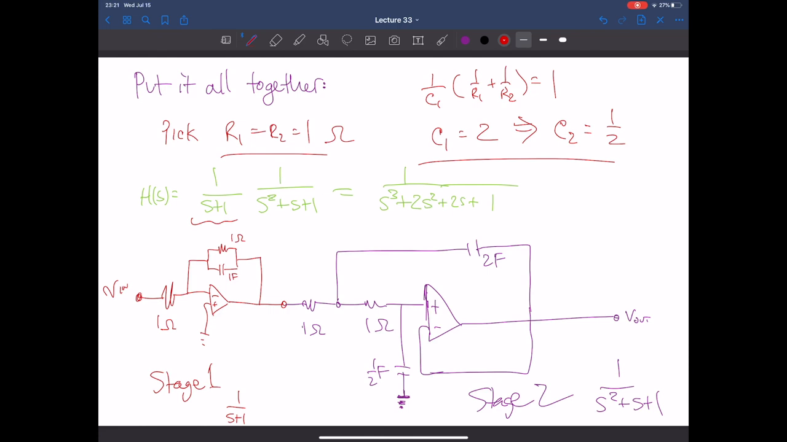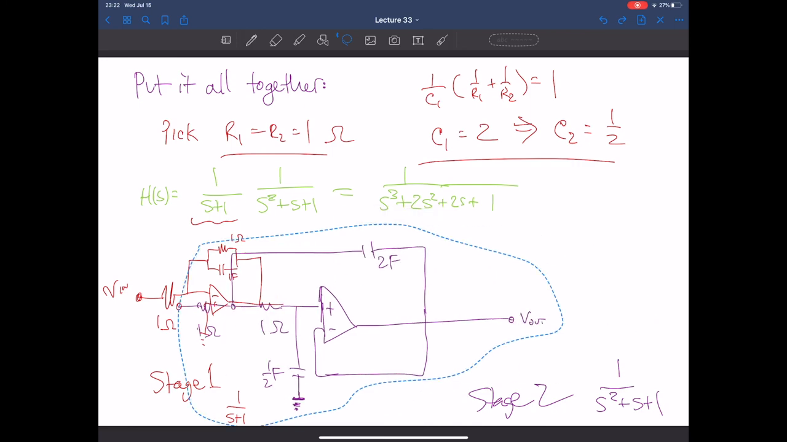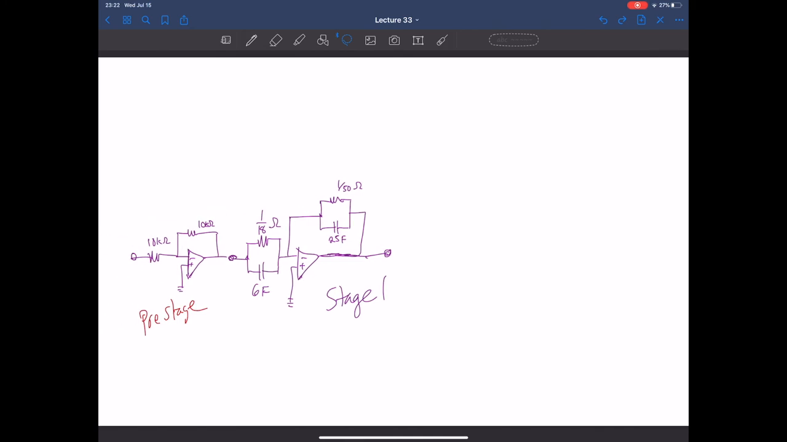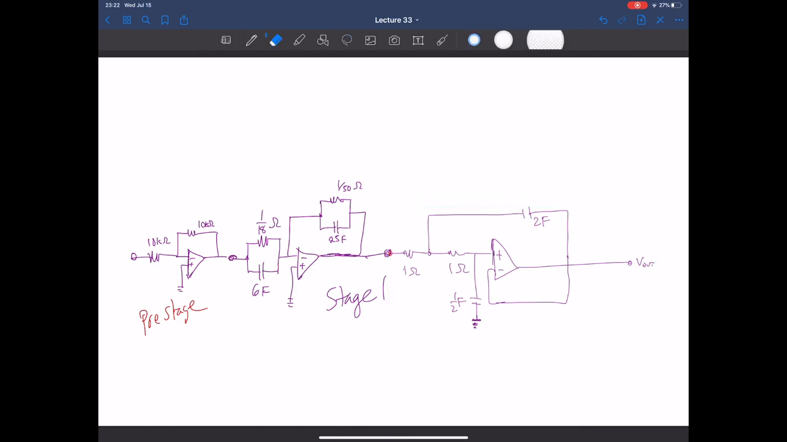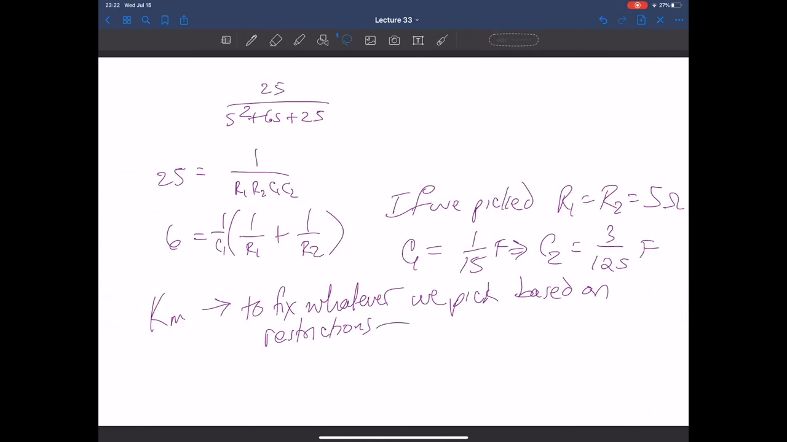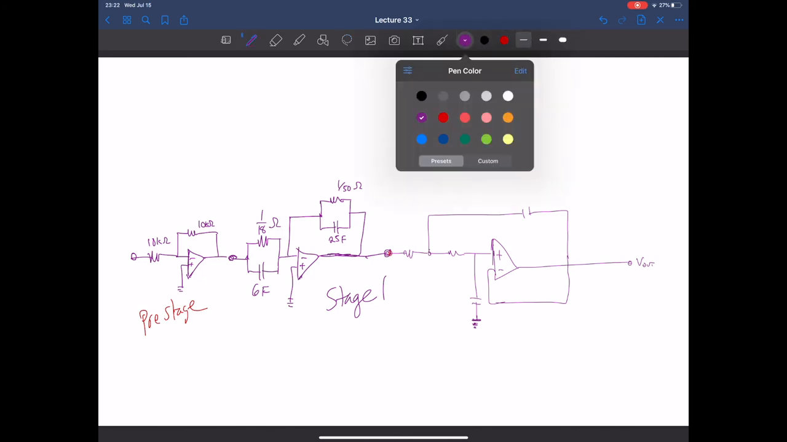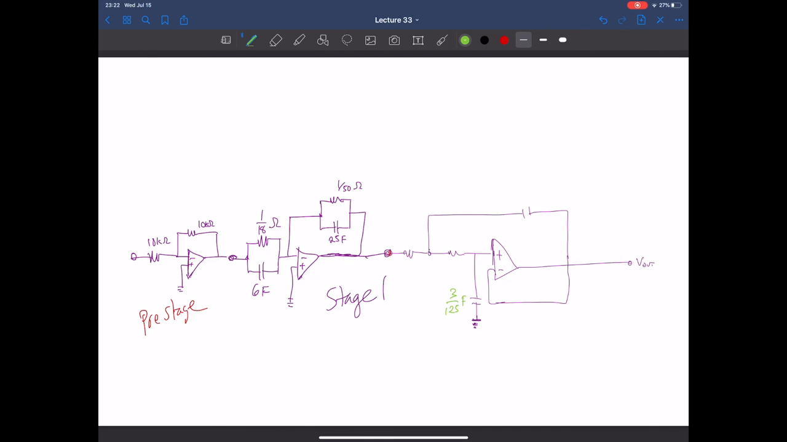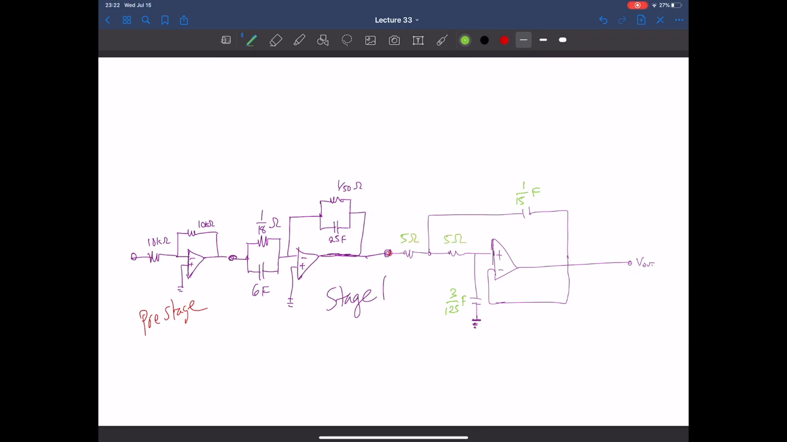I'm going to really cheat. Okay, check this out. Copy. Paste. Shrink it. Plug that guy in, and we just have to change some of these values to meet that part of our transfer function. What did we say? We said 1 over 15 and 3 over 125. So 3 over 125 and 1 over 15. And then we picked 5 and 5 for our resistors. Ta-da, we're done. See how easy that is?